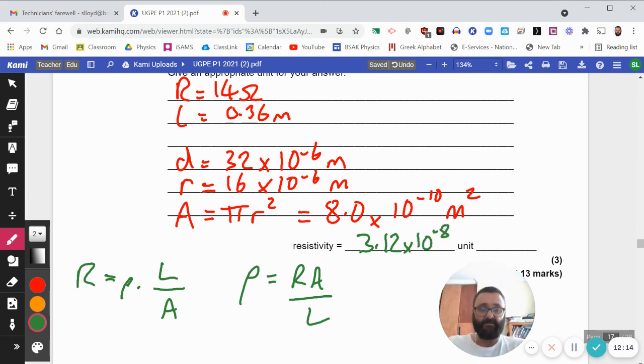Right, try and get into the habit. Resistivity is going to be a small number. It's always a small number. If you get a massive number, something's wrong. Unit. Okay, unit. You should know ohm meters. Okay, ohms, meters squared, meters. It's ohm meters. There you have it. Question 13.